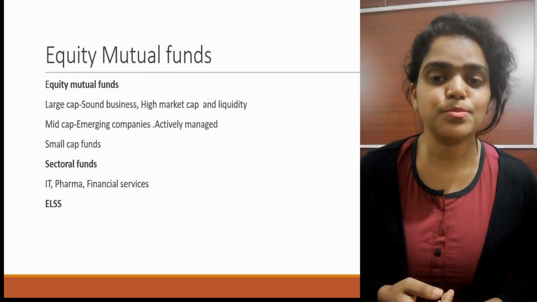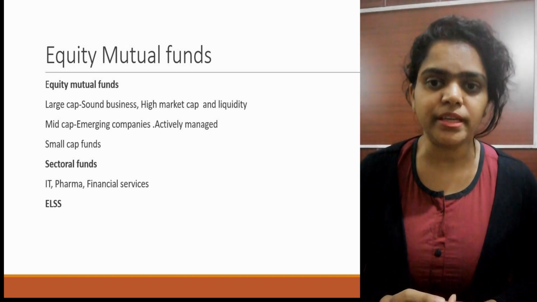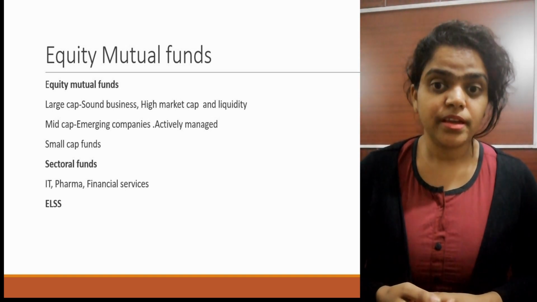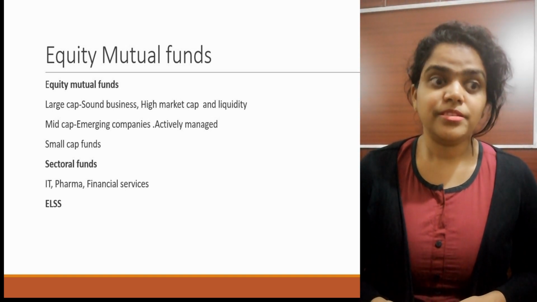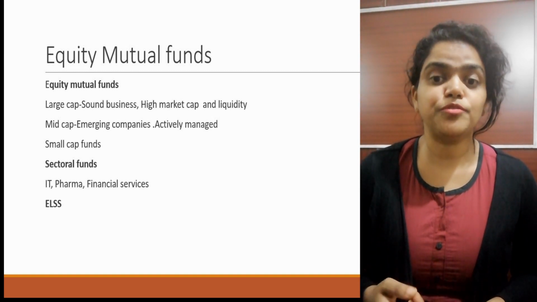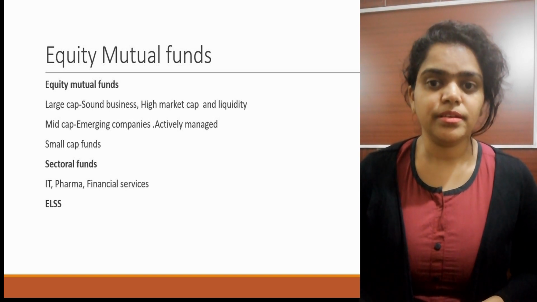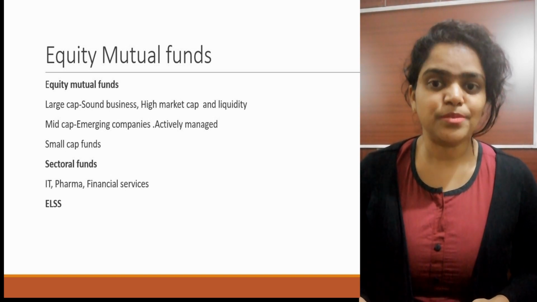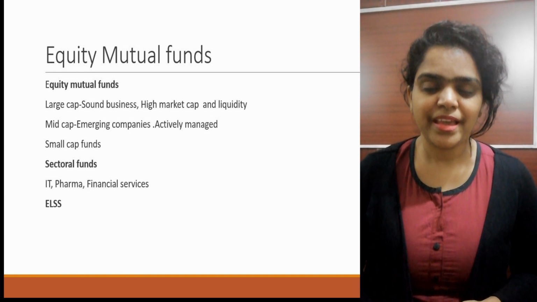The next is small cap funds. These are smaller companies, developing companies, risky business. The risk is higher, but the returns are also higher. So they can even give a 50% profit in 1 year. Also, there can be pessimistic years where it can go in minus.